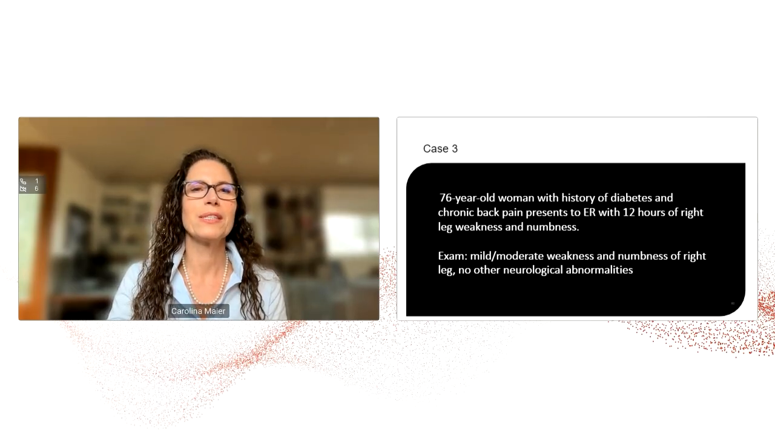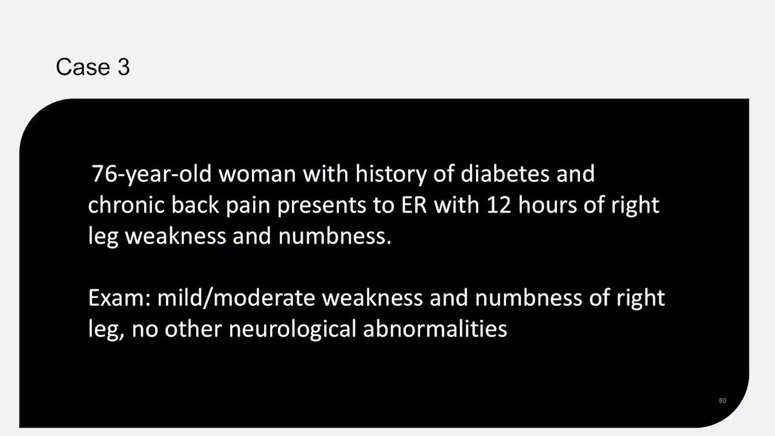So here we've got a 76-year-old woman with a history of diabetes and chronic back pain, who presents to the ER within 12 hours of right leg weakness and numbness. The exam shows mild to moderate weakness and numbness of the right leg, but no other neurological abnormalities. So what is the differential diagnosis? What imaging would you order, and would you treat blood pressure in a patient like this?